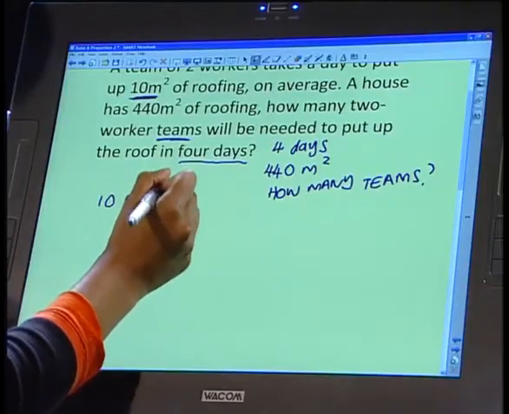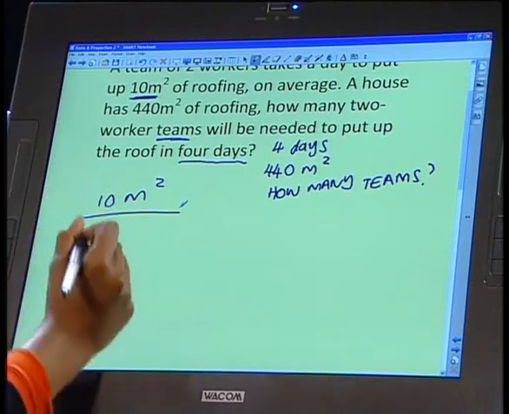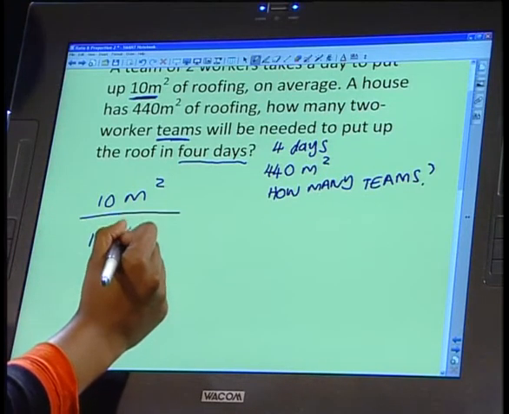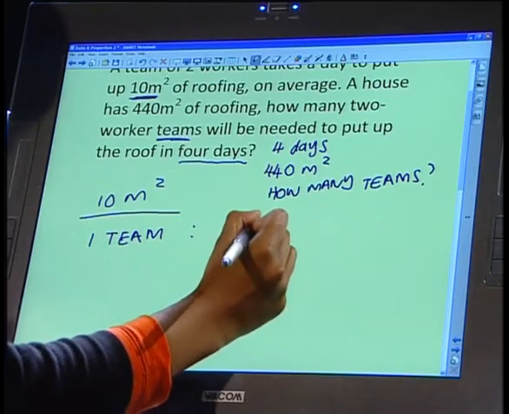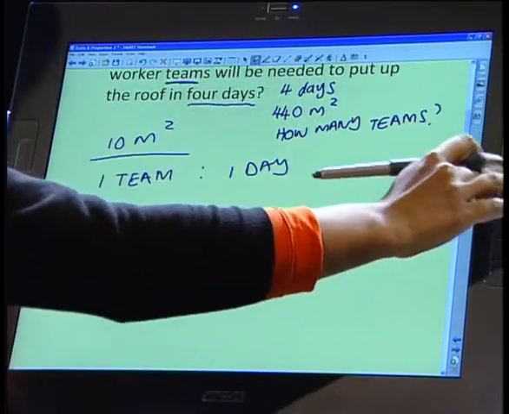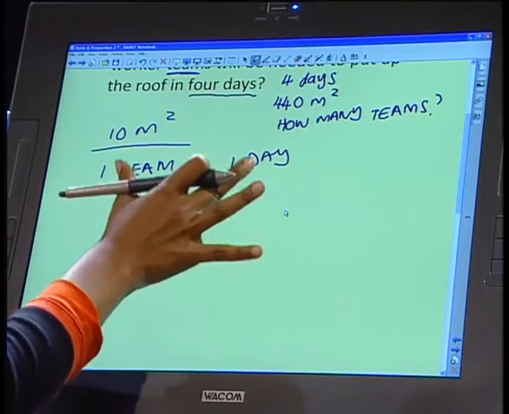Because obviously, the more workers you have, the quicker this job is going to get done. So with the 10 meters squared, when we're talking about that amount of roofing, if I have 1 team, I know that's going to take me 1 day. But remember, your teams and your days are inversely proportional.